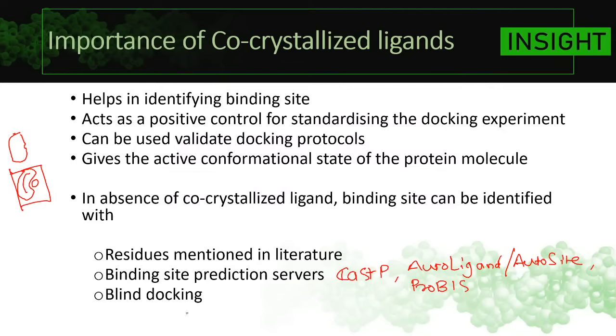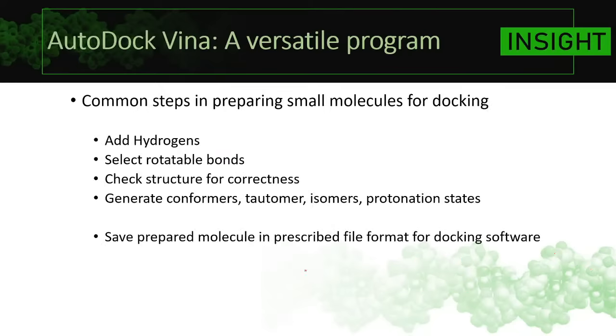Or you can also perform blind docking in a certain way to find the possibility for that specific type of ligand to bind. So the only difference is, in blind docking, you are restricting your search only for that particular molecule that you are providing. And these binding site prediction softwares and servers try to predict the generic binding sites which are present on the protein surface. So that can help you in getting the binding sites.